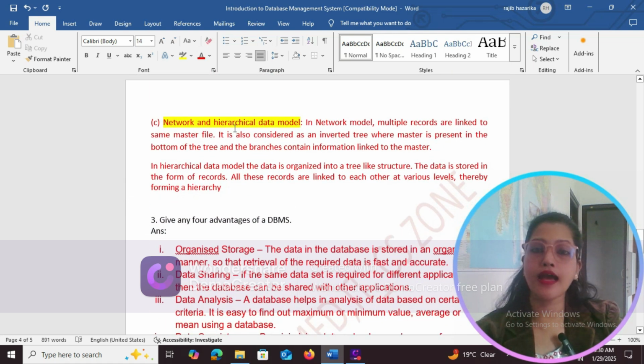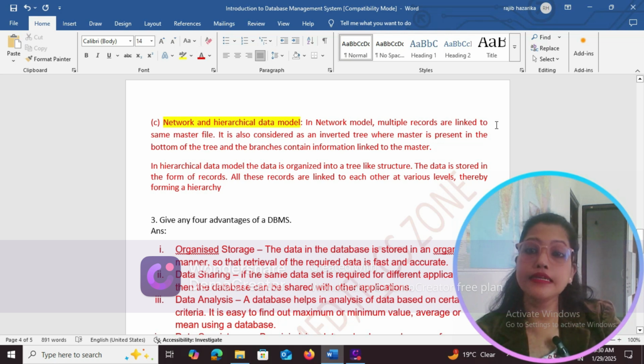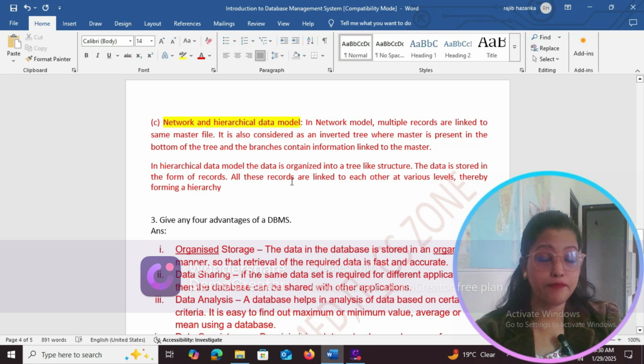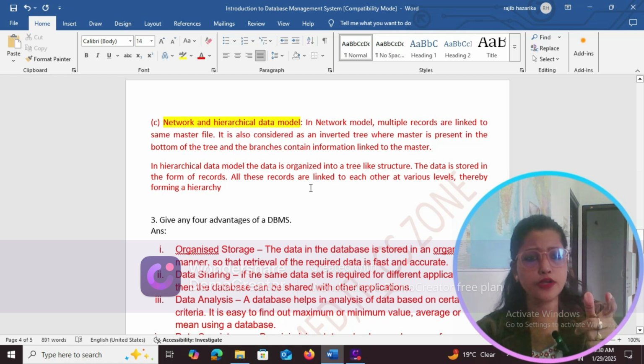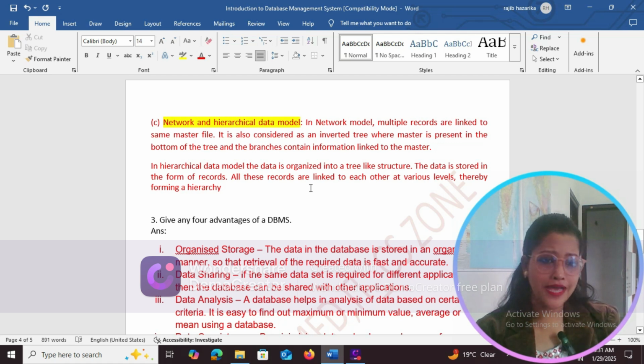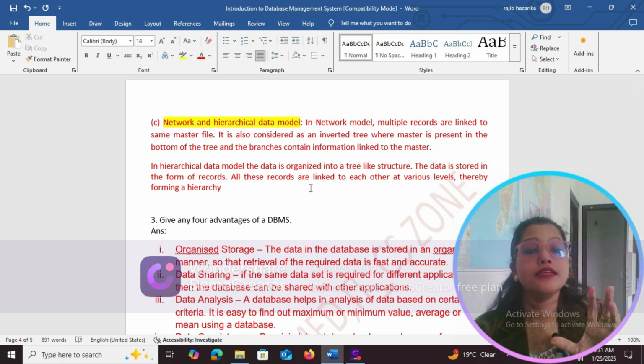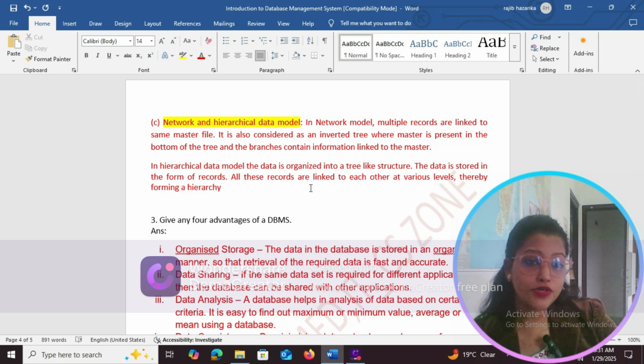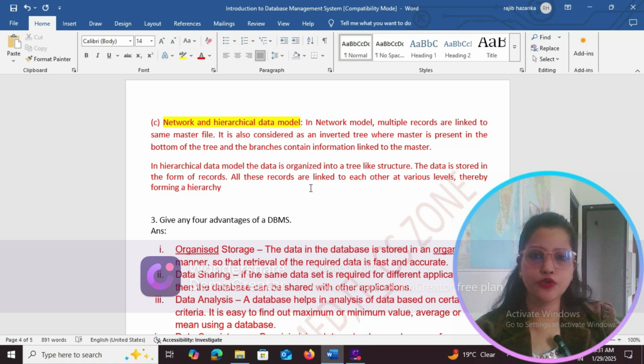The network and hierarchical data model. In network model, multiple records are linked to the same master file. Multiple records. Network. What is network? Already we, as computer science students, all know network means what? It means the computers or the peripheral devices are connected to each other to form a net-like interface. Okay, that is network. So here also what happened, multiple records are linked to the same master file.